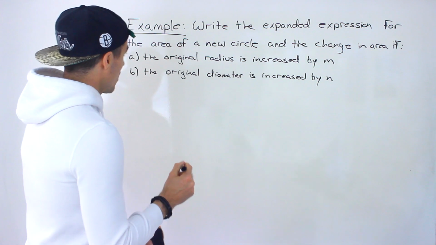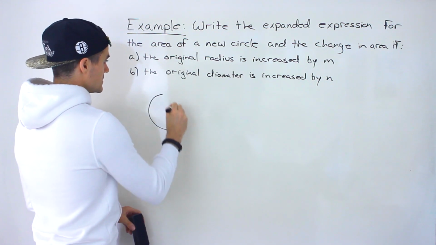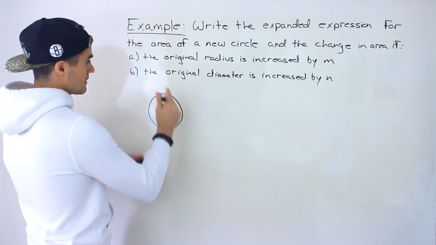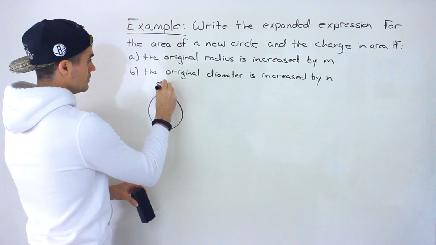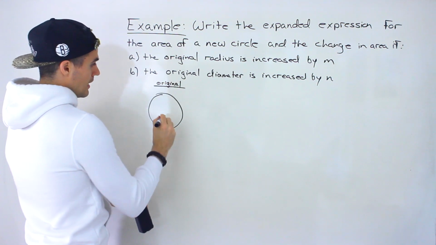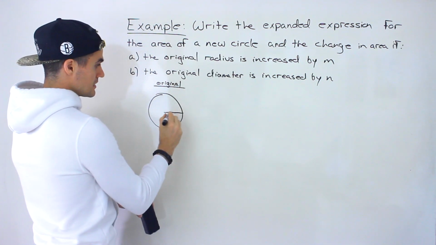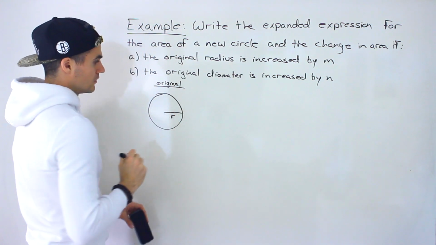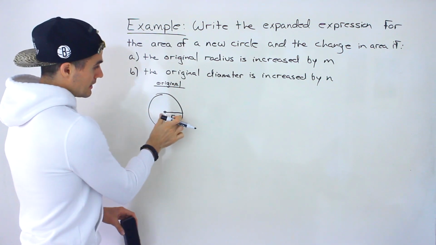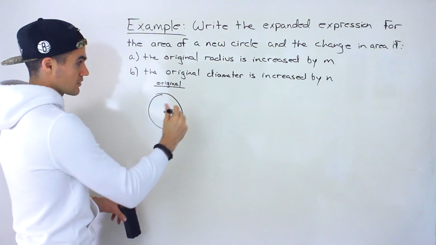So let's start off with part A, and let's start off with some diagrams here so we can visually see what's going on. So let's say that this here is the original circle. And let's say that this original circle, because we're dealing with radius here, has a radius of r, like that. And let's bring in this new variable r. The r represents the radius of the original circle.